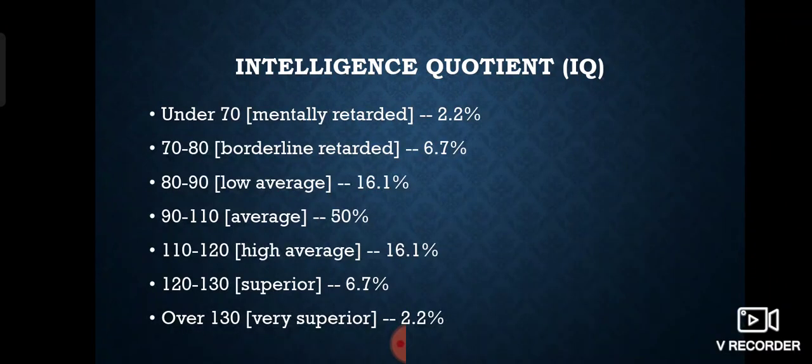Tingnan natin dito. It says here that under 70 is on the lower extreme, no? It says there that these are people who are mentally retarded. Okay, pero there are words that are used already today, no? Para kasing discriminatory na itong retarded na ito, pero ito yung ginamit dati, no? So, kapag ang IQ ng isang tao is within 70 to 80, they are borderline retarded. Okay? And 80 to 90, they are low average.